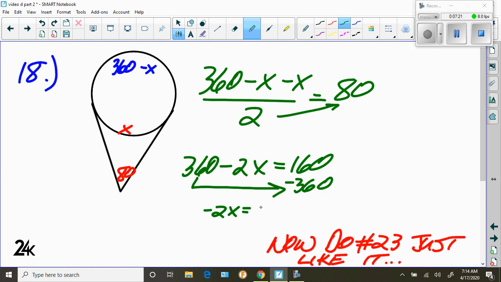I really did not know the answer. Just hang on. This is negative 200. X equals 100. I really didn't know before I made this video that that answer was 100 and that was 260. I really just made up that example. Wow, what a coinkydink. Okay, so 160 minus 360 is negative 200, but I'm dividing by negative 2. Boom. Do number 23 just like number 18. If this was 100, that's 260. That's weird that I said that.